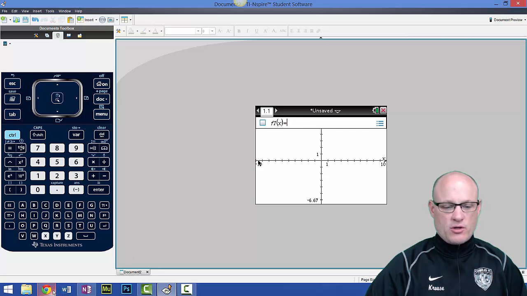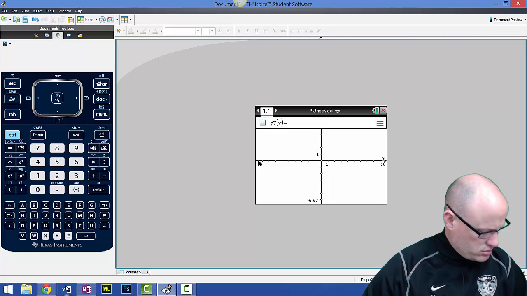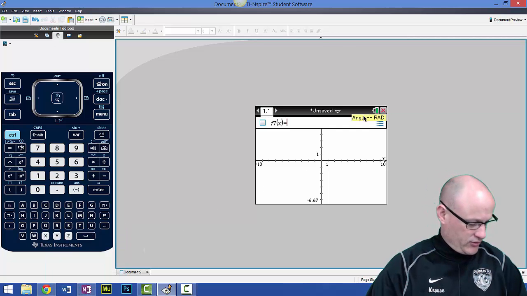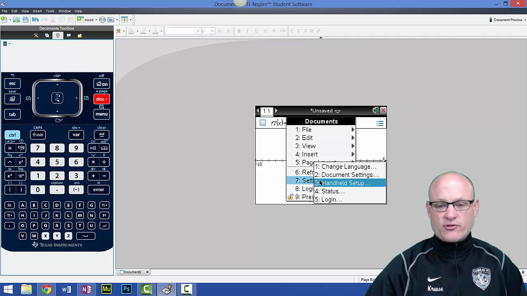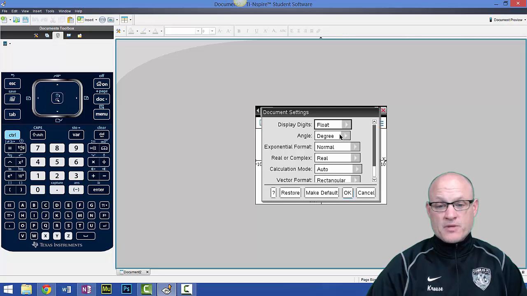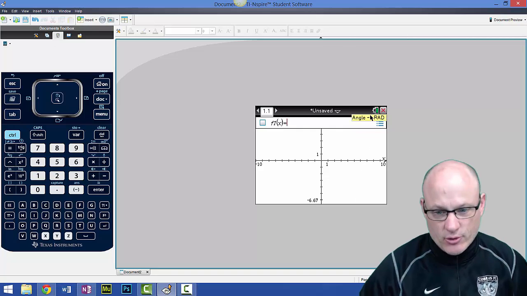And then what I want to do right now is change the Windows settings. So I'm going to go into doc, and you'll see in here I can change the settings or status. And I want to change the document settings, because it only will change the settings on this document. And we'll click on Radians, and we'll click OK. Notice I'm going to click OK, not make default. What that will do is change it just for what we're working on right now. So we're in Radian mode, which is kind of cool. That's what I want to be in.